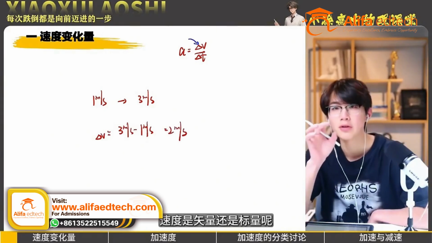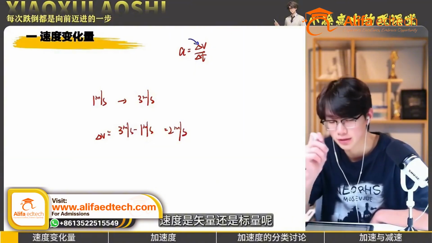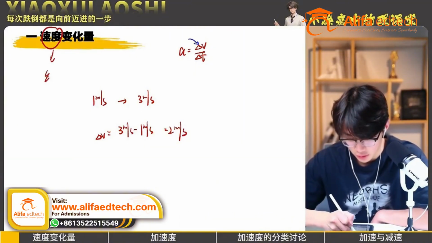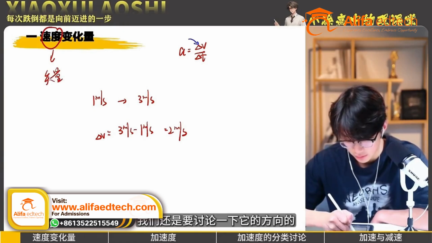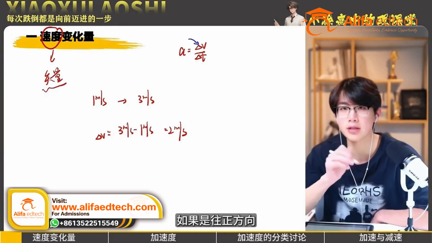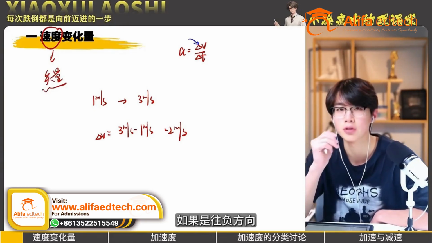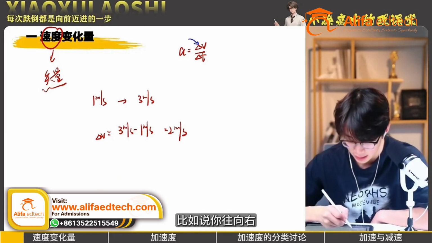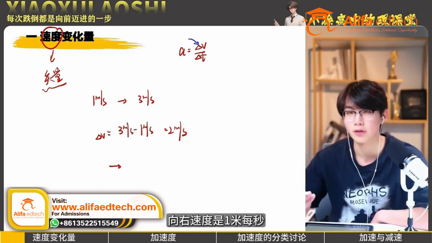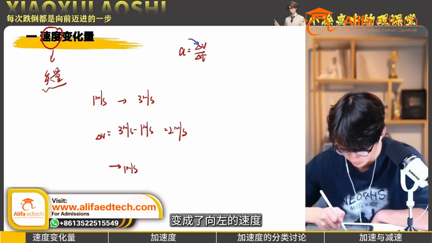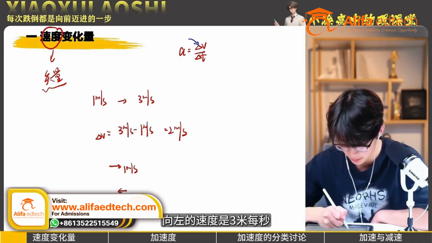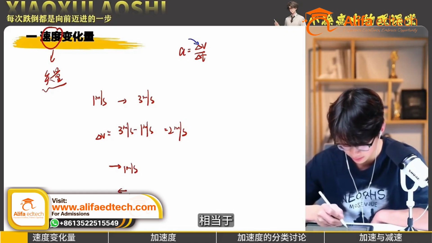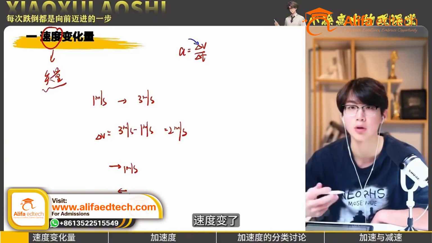But, as we know, is velocity a vector or a scalar? It's a vector, so in most cases, we also need to discuss its direction. If it's in the positive direction, it's positive. If it's in the negative direction, it's negative. For example, you're moving to the right. Let's say right is the positive direction. The velocity to the right is 1 meter per second. Then it changes to a velocity to the left of 3 meters per second. What does that mean? It's like you turned around. After turning around, the velocity changed.